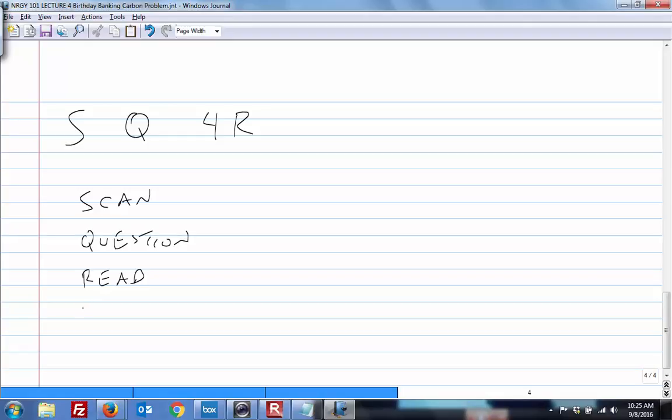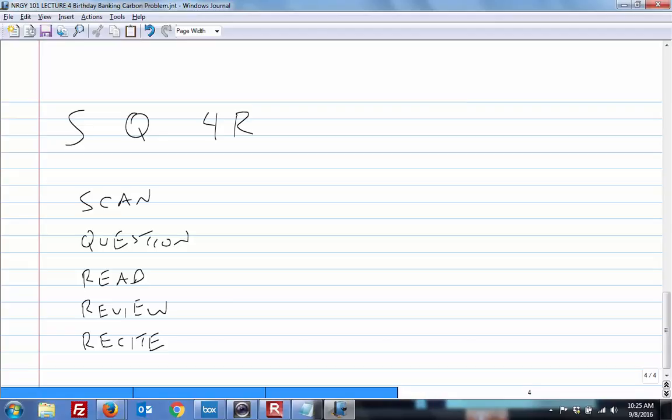Then you review it. Just review the parts you've already read. And then you recite it. Now this is actually kind of important. Once you've read it and reviewed it, meanwhile you'll be taking notes. You'll be writing. The recite portion, I actually want you to do at the end, after you've written your 300 words.